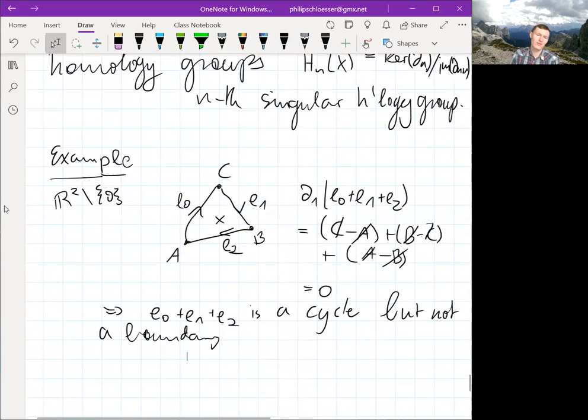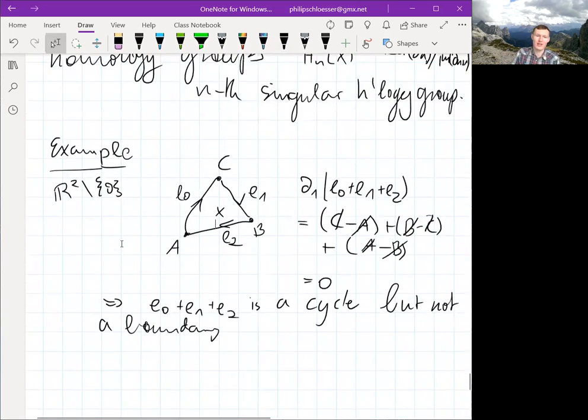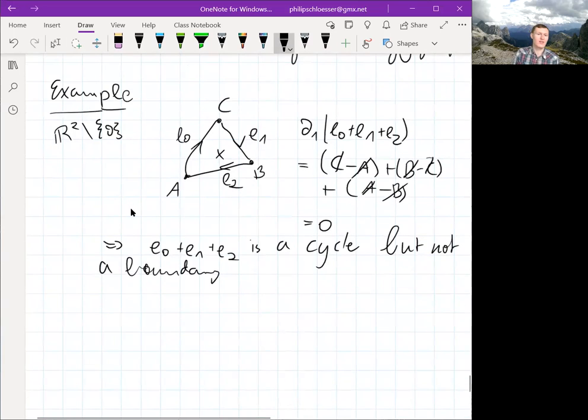Again, you could say in a way we haven't really gained anything, because we still would have to show that we can't fill this in a nice way. That is certainly true, but we actually have more tools at our disposal. It's a cycle but not a boundary, so H1 of R2 without 0 is not the trivial abelian group.